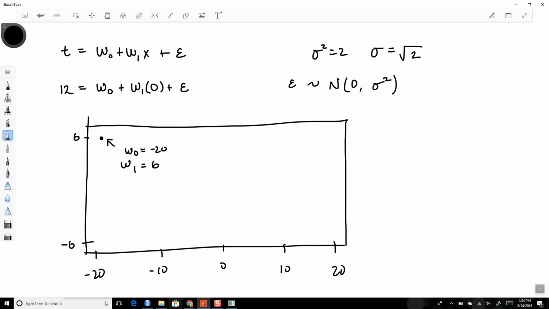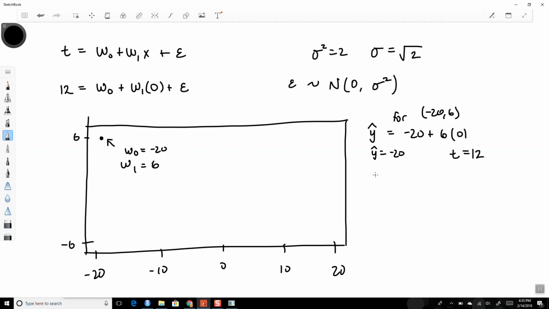Okay, so if the intercept is -20 and the slope is 6, then my y hat for the coordinate -20, 6 would be equal to -20 plus 6 times 0. My x is 0, right? And so my y hat is equal to -20. And then we say, okay, what is the t that we observed? Our t was 12, right?